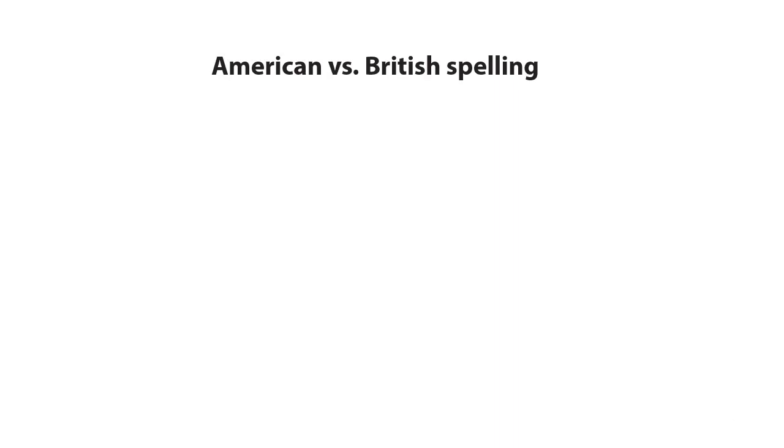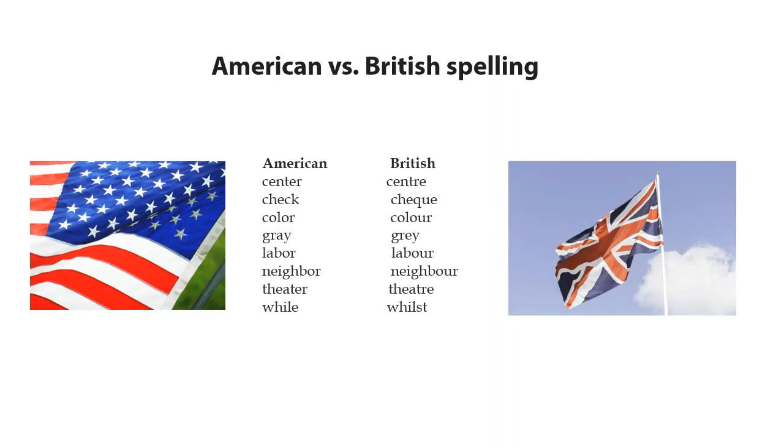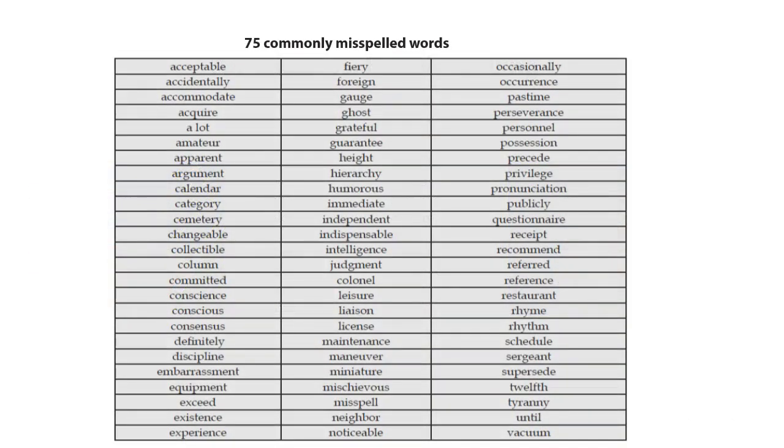Okay, let's take a look at American versus British spelling. There is not a lot to say here other than the fact that some words are spelled differently in American English and British English. And here is a list of some common words, and it's just worth knowing about these and being aware of them. And here is a list of 75 commonly misspelled words. These are those words that maybe give you trouble, and you can go through and see if there are ones that give you trouble in particular, and maybe study those or pay a little bit more attention to those.